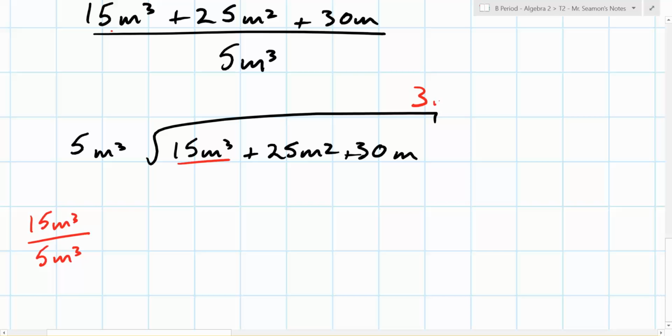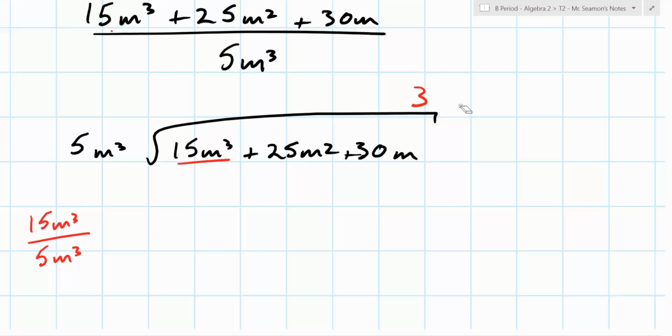What's the power of m right here? 0. There is no m. It's m to the 0. So if it was 3m, we'd put it above the 30m. If it was 3m squared, I'd put it over the 25m squared. It's like the digits. It's like the hundreds if there were hundreds and tens and singles. So units. So 3 times 5m cubed is going to be what?